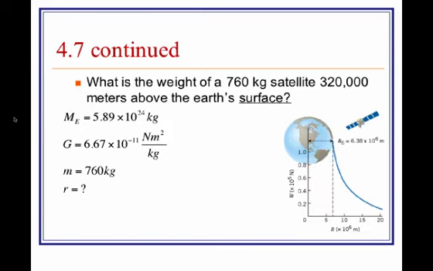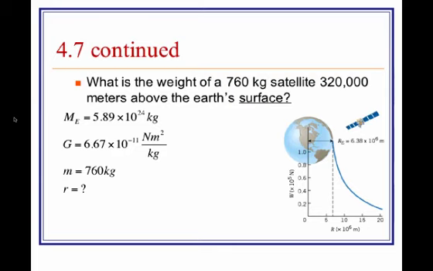Here's one more practice problem. What is the weight, or force due to gravity, of a 760 kilogram satellite orbiting 320,000 meters above the Earth's surface? Here I give you the mass of the Earth and the gravitational constant. The radius is something that you need to figure out on your own. Take a moment, set this up, show your work, and go through it on your calculator.